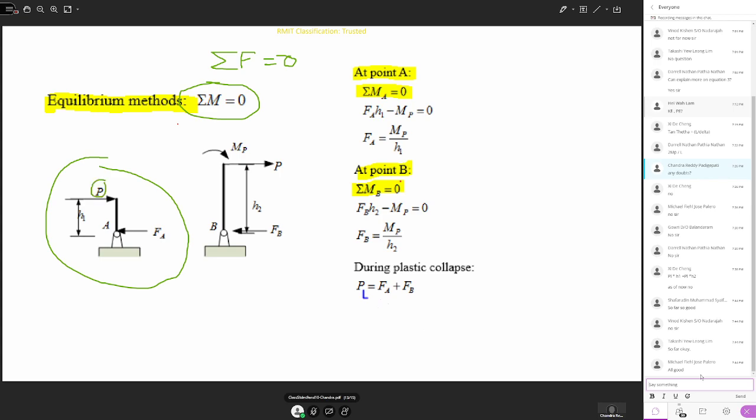When the force is P, there is an equal and opposite force at point A. You can call it FA. Similarly at the other pin joint, the applied force is P, then the reactionary force at B you can say is FB. The moment is the plastic moment here, and also the moment is the plastic moment here. So this is the free body diagram you can visualize.